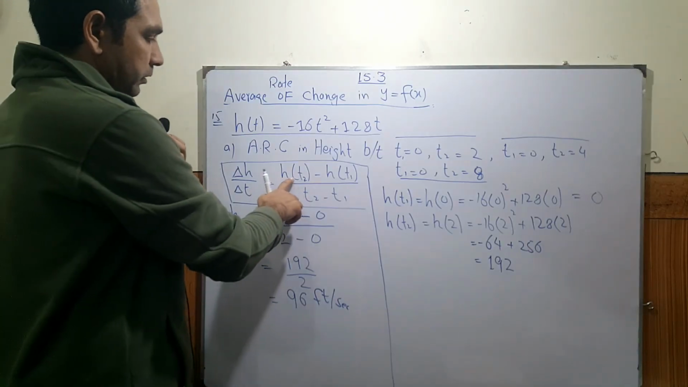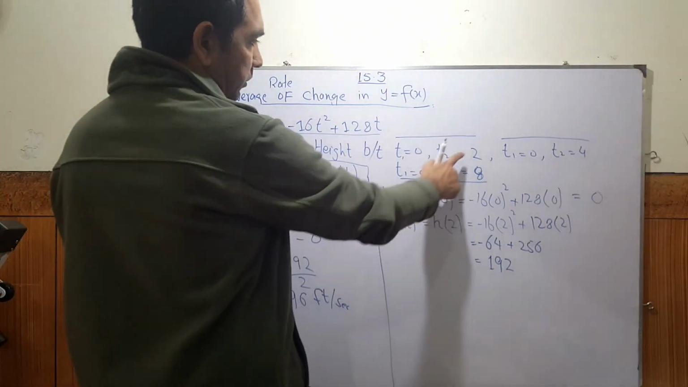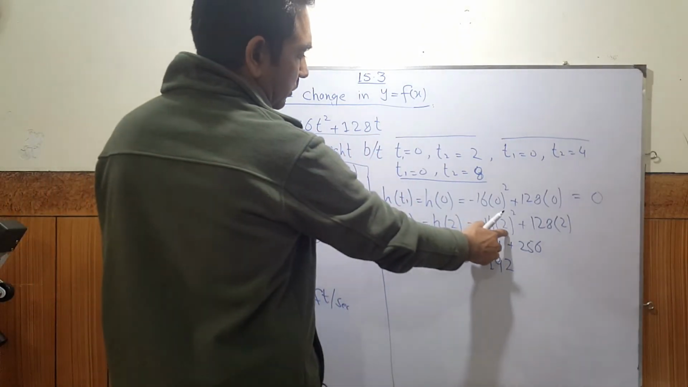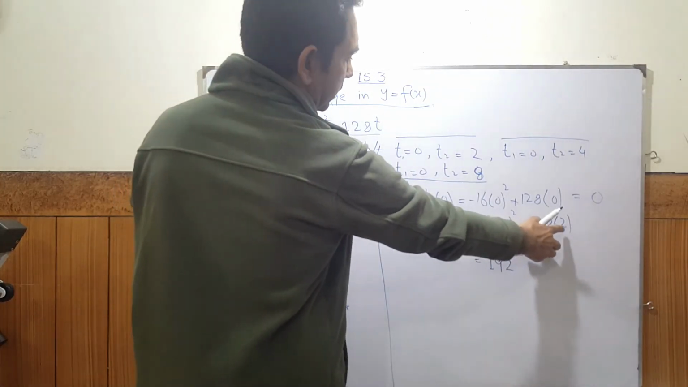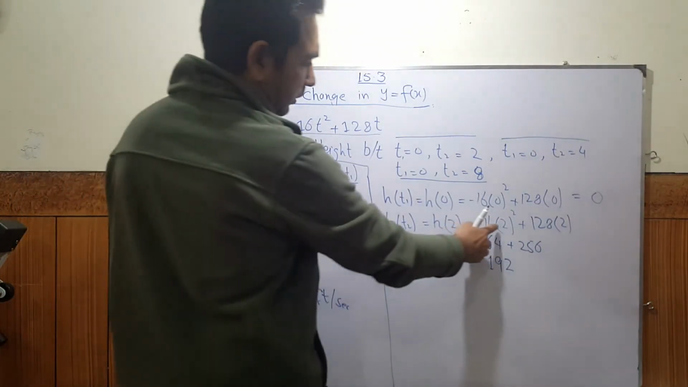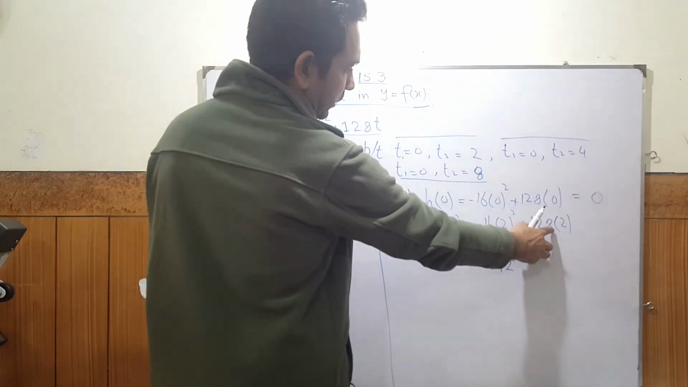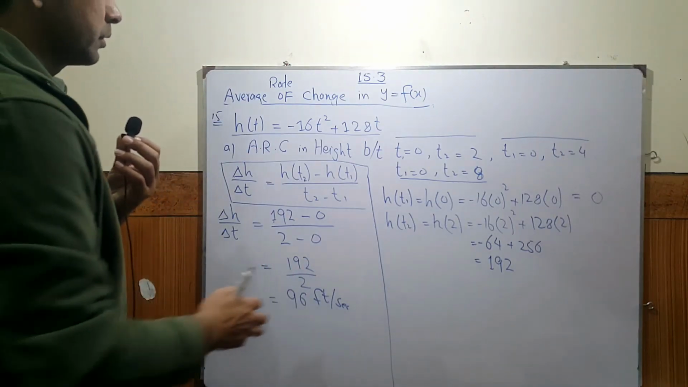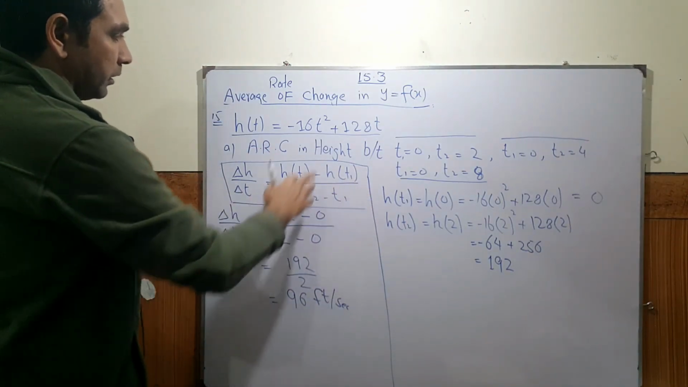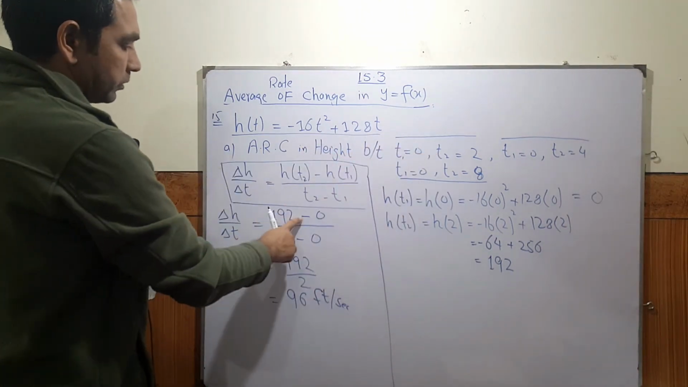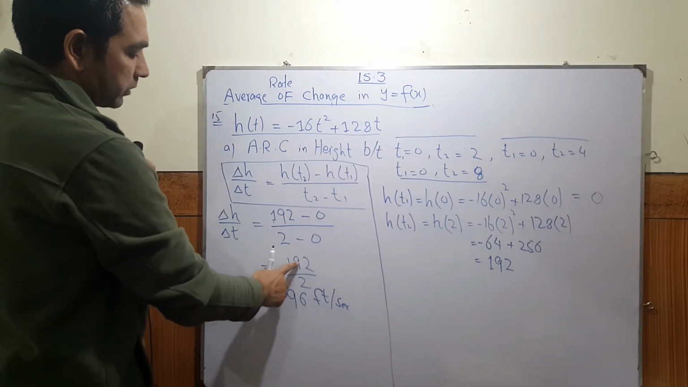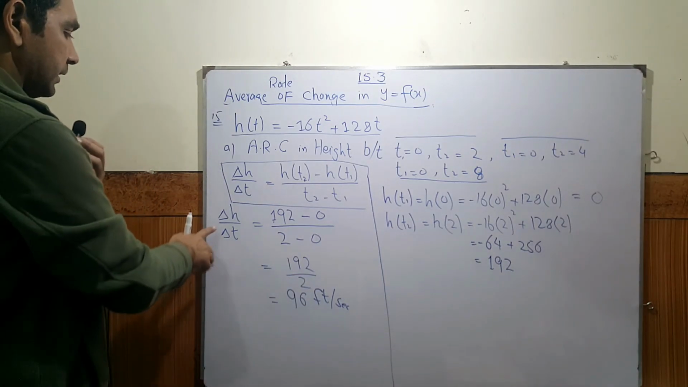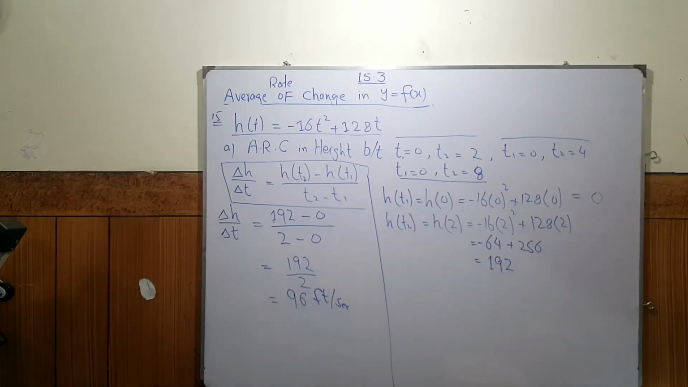Now to find h of t2, for t2 we put 2. So in this function for t, we put 2: minus 16 times 2 squared plus 128 times 2. When you calculate this, it gives us minus 64, and 128 times 2 gives us 256. If you subtract them, it gives us 192. Substituting these values in the formula: 192 minus 0 over 2 minus 0, which is 192 divided by 2, giving us 96. So the average rate of change in height is 96 feet per second.